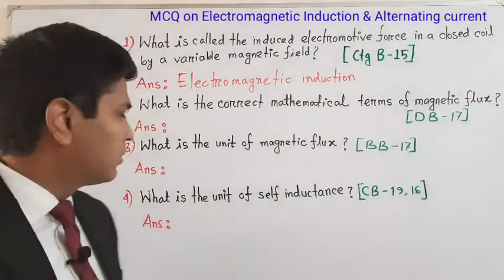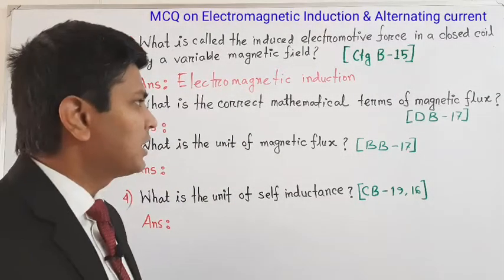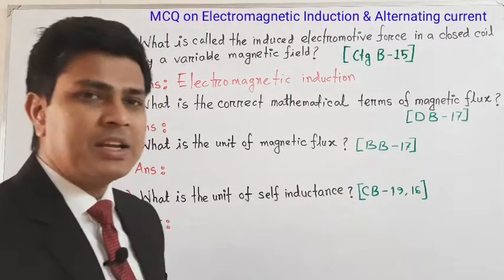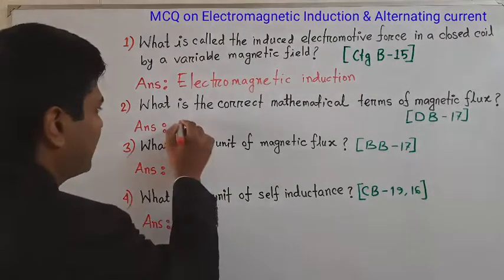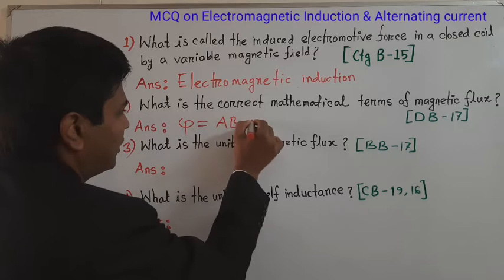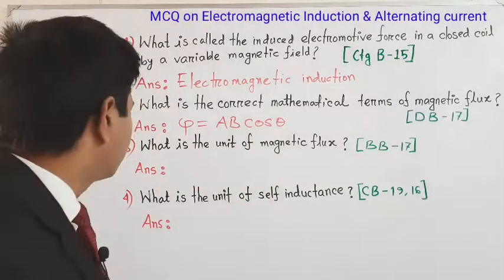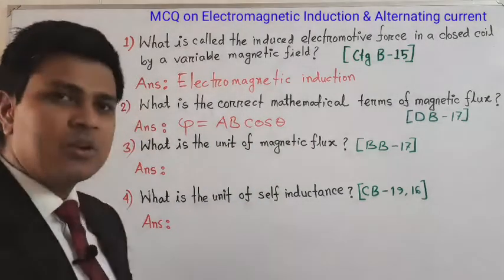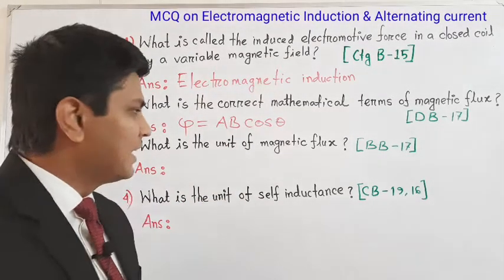Next question, question number 2. What is the correct mathematical term of the magnetic flux? The correct term of the magnetic flux is phi equals A B cos theta.